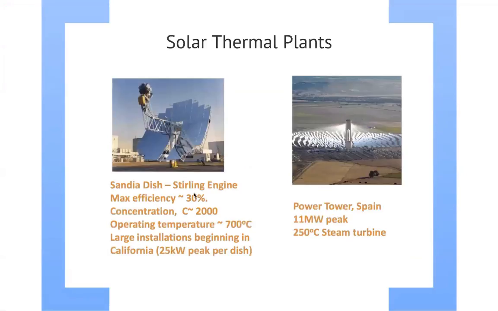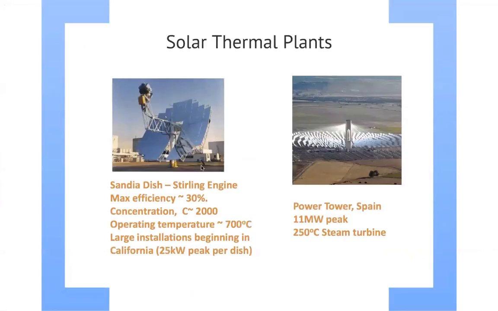The max efficiency for this whole system is roughly 30%. They have a concentration of 2000, so it's pretty high concentration. Operating temperature is very high, 700 degrees. There are relatively large installations, mostly in the desert southwest. Roughly, they can produce about 25 kilowatts peak per dish. And of course, you can also see this parabolic system has to track the sun, right? So it has a fairly complicated two-axis tracker as well.